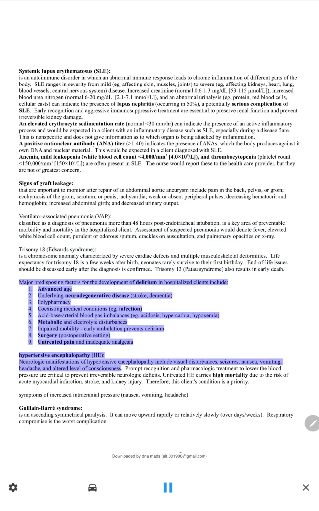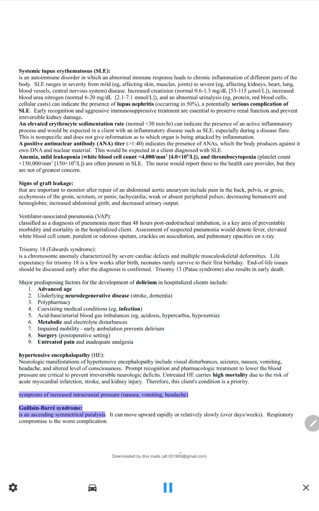Hypertensive encephalopathy. Neurologic manifestations of hypertensive encephalopathy include visual disturbances, seizures, nausea, vomiting, headache, and altered level of consciousness. Prompt recognition and pharmacologic treatment to lower the blood pressure are critical to prevent irreversible neurologic deficits. Untreated, it carries high mortality due to the risk of acute myocardial infarction, stroke, and kidney injury. Therefore, this client's condition is a priority.